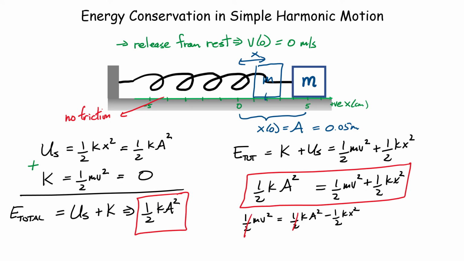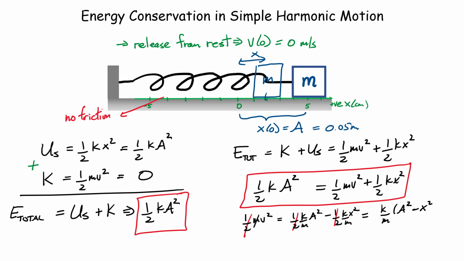I want to get speed or velocity by itself, so now I have to divide through by the mass. Let's go ahead and do that. So I get rid of it here, which means I have to divide it over here, and I have to divide it over here. Now I can also factor out the k over m terms, and I'm left with a bracket with a squared minus x squared.